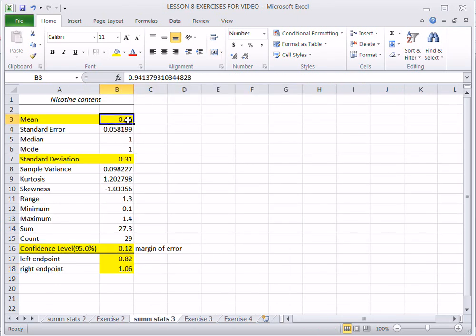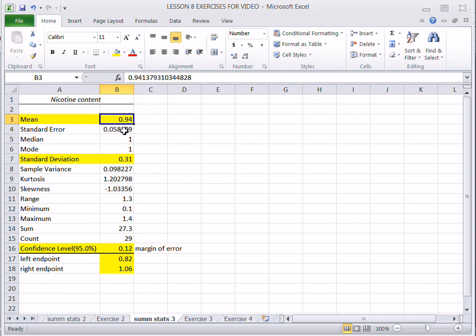So what we found then is that the average nicotine content was 0.94, all right? We had a standard deviation of 0.31. So any particular cigarette will have a nicotine content of 0.94, give or take 0.31. But the average nicotine content of a bunch of cigarettes is 0.94, give or take 0.12.